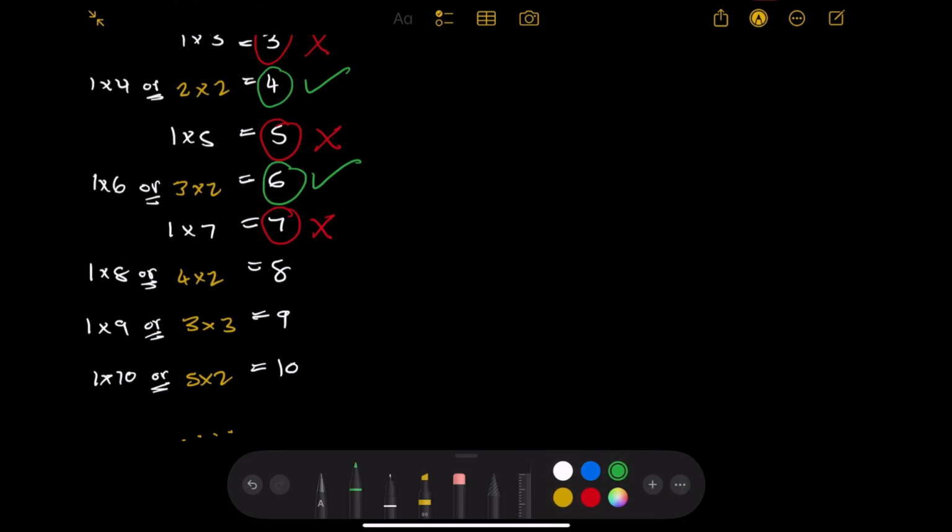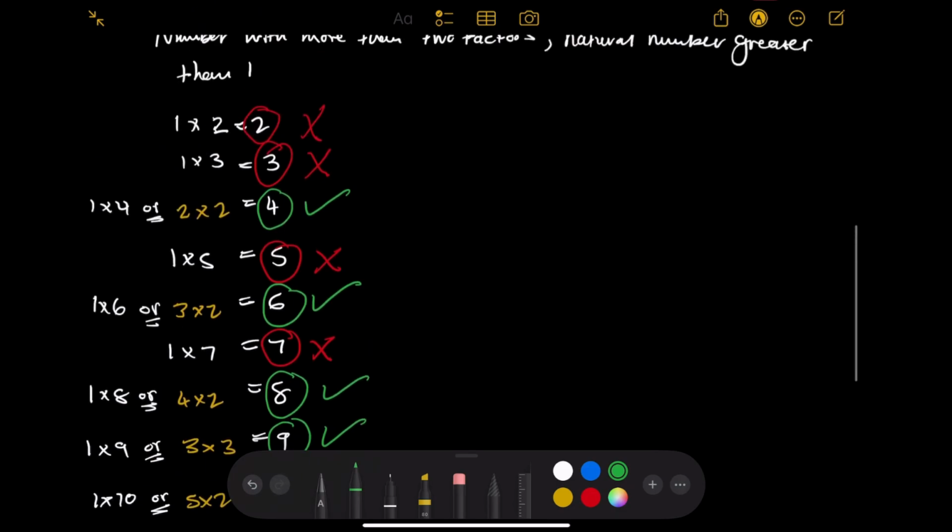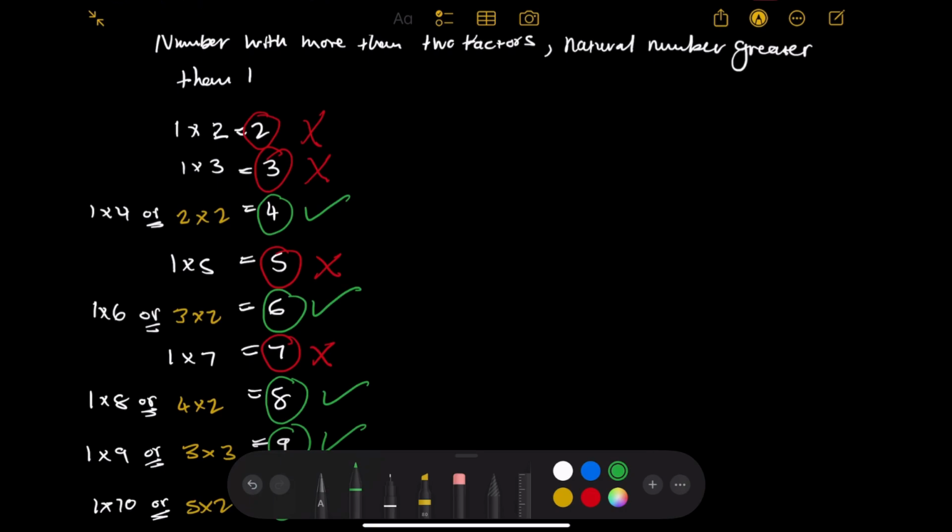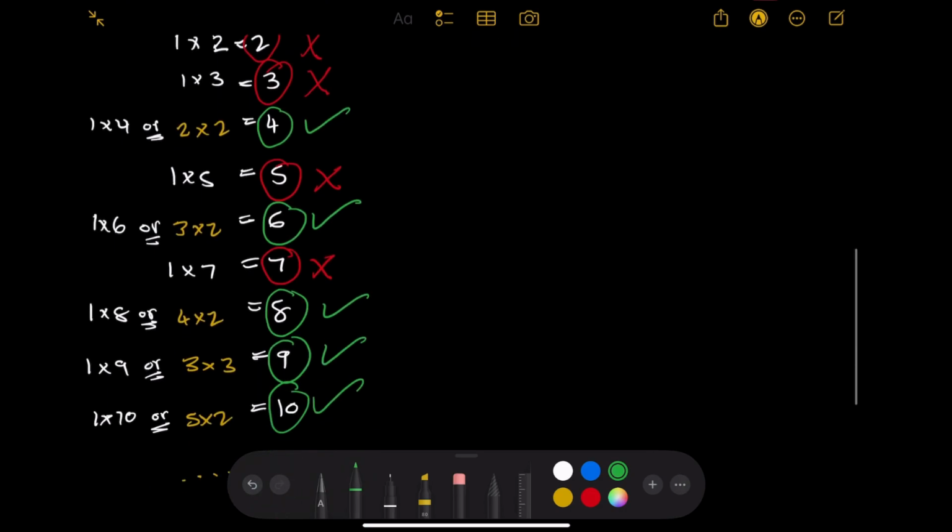8, the number 8 has more than 2 factors, 1, 8, 4, and 2, so it's a composite number. 9 as well has more than 2 factors, 1, 9, and 3. And then when we think about the number 10, it has more than 2 factors, 1, 10, 5, and 2, so it is a composite number, right?